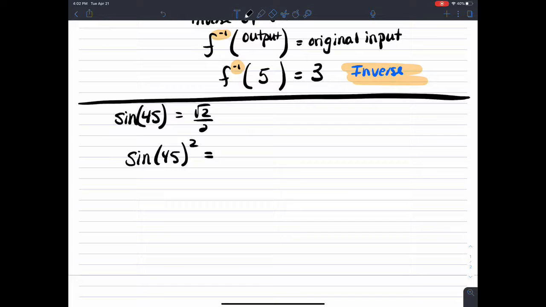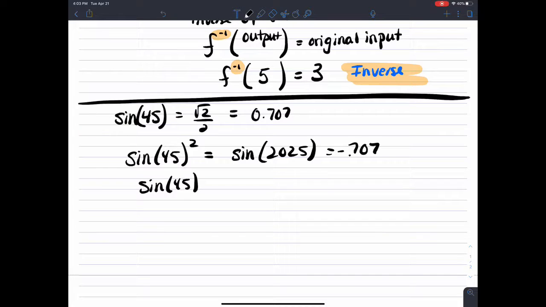Well, that could be commonly mistaken, right? Do I mean the sine of whatever 45 squared is, which would be the sine of 2025, which if I really had to figure out in degrees, would be negative 0.0707, so it looks like negative root 2 over 2. So you have that frame of reference. So that, or do I mean this? Do I mean take the sine of 45 and square it?